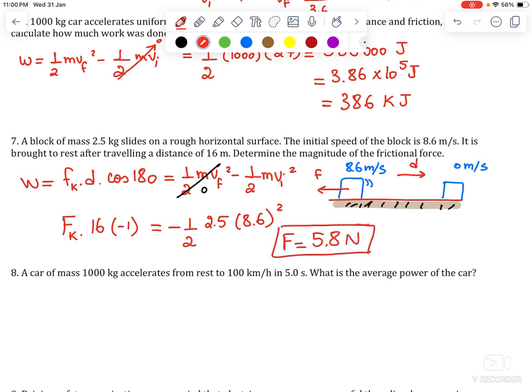Now this question integrates two sides of the work, two faces. So it is equal to F d cosine theta, and also it is equal to the change in the kinetic energy. So two sides of the force.